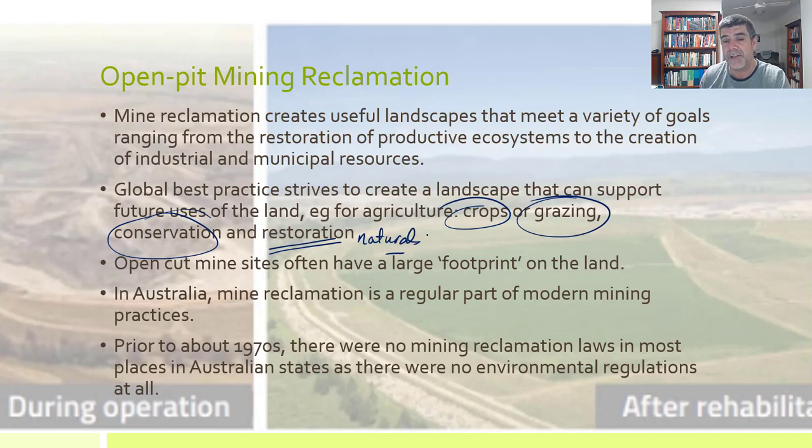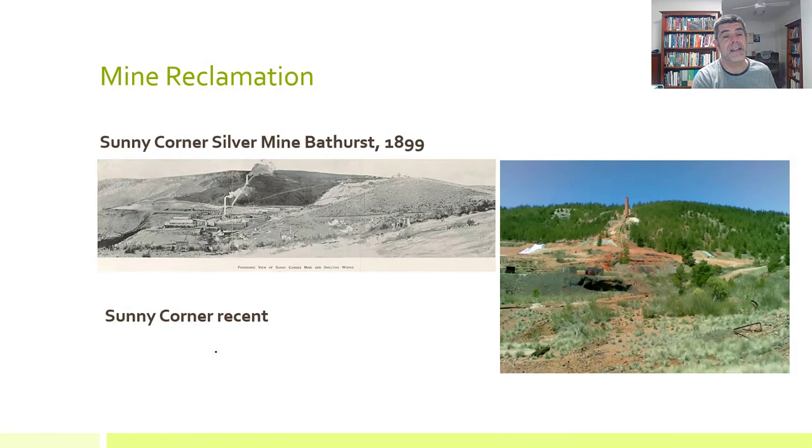So there were no specific environmental regulations placed on mining companies to actually do anything with the land once they had taken their full use out of it. One interesting case study that we can look at is Sunny Corner Silver Mine, which is not too far from Bathurst in New South Wales.